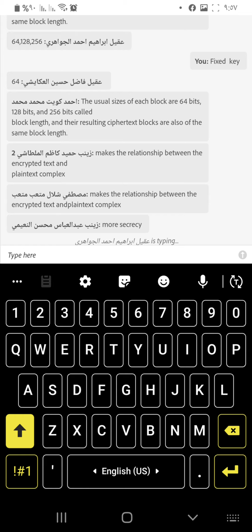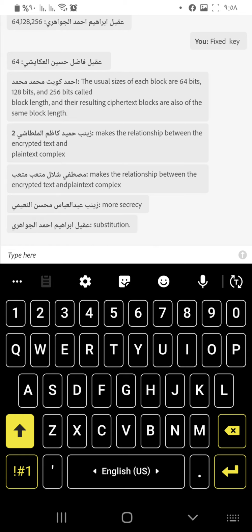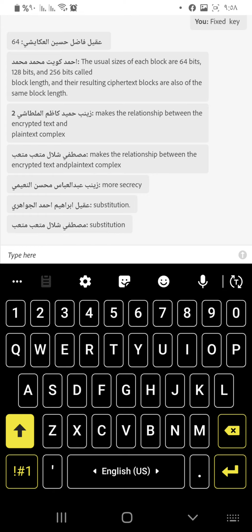And how is it achieved? How is confusion achieved? Substitution, yes. Adil Ibrahim and Mustafa Shabab.